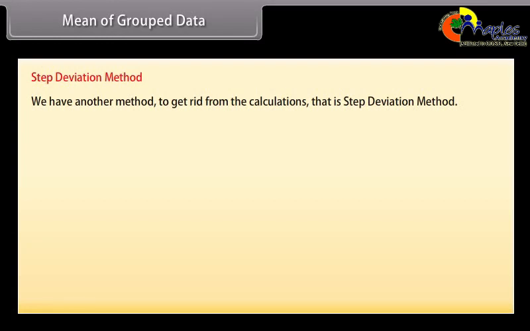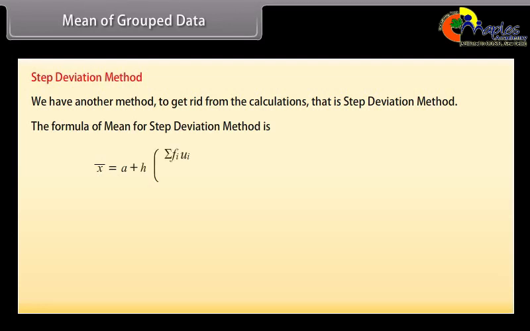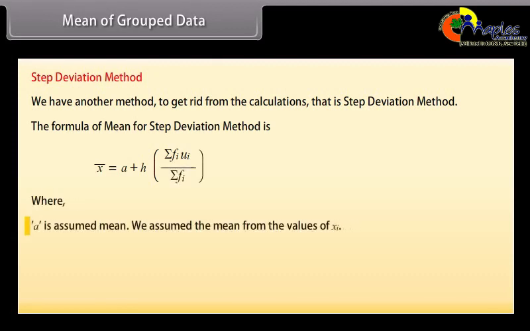Step deviation method. We have another method to get rid of the calculations, that is, step deviation method. The formula of mean for step deviation method is x bar equals a plus h multiplied by summation of the product of fi and ui divided by summation of fi, where a is the assumed mean. We assume the mean from the values of xi. h is the class size. ui is equal to xi minus a divided by h.